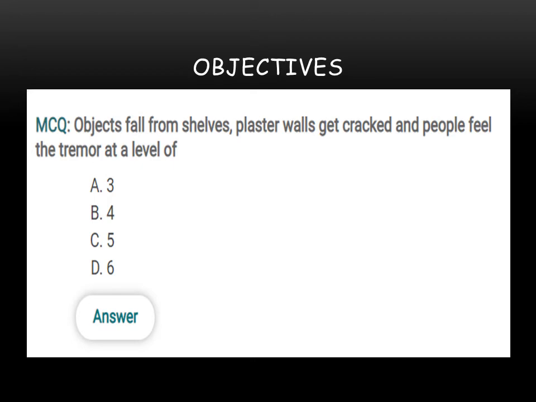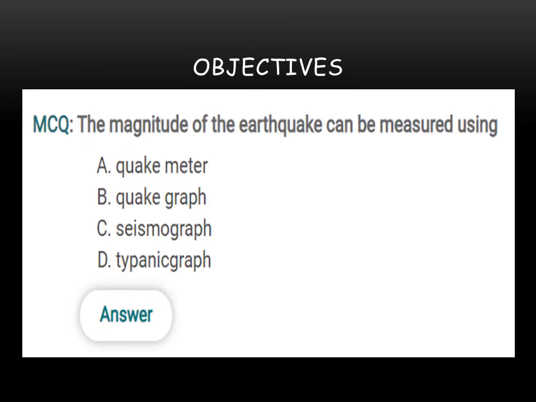This MCQ is again about the intensity of the earthquake. Objects fall from shelves, plaster walls get cracked, and people feel the tremor at a level of 3, 4, 5, or 6. The answer here is level 6, when objects fall from shelves, plaster walls get cracked, and people feel the tremor. It's option D, level 6. This one is very easy, I think you are able to solve it.